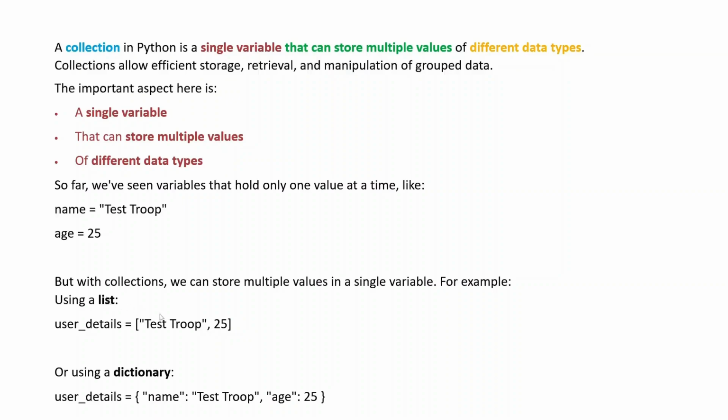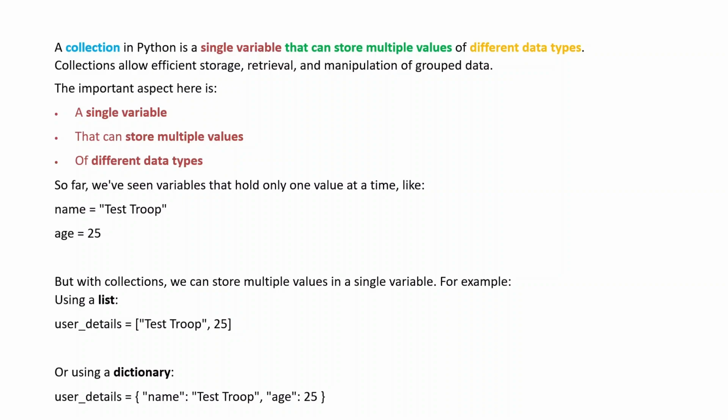In case of the list, the items are separated by commas. For better readability, you can also use another collection called dictionaries, which is of type key-value pair, which gives more readability here. You can write name colon test troop, where the key is name and the value stored in that particular key is test troop, and age colon 25. This is how you can store multiple values in a single variable, either using a list or using a dictionary. This makes handling related data more efficient and organized.